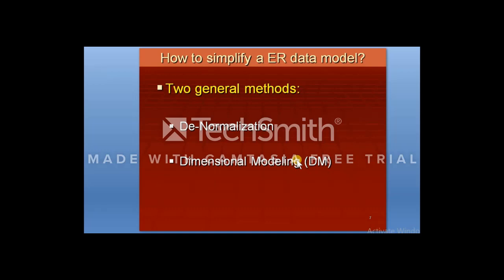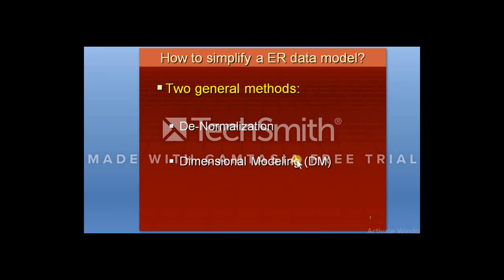So what is denormalization? Denormalization is bringing the third normal form to at least the second normal form, so that we can merge multiple entities, and that merging can be described as collapsing of tables. Collapsing of tables means that we can join multiple tables, so that we come to fewer entities inside the ERD model. The second thing is dimensional modeling.